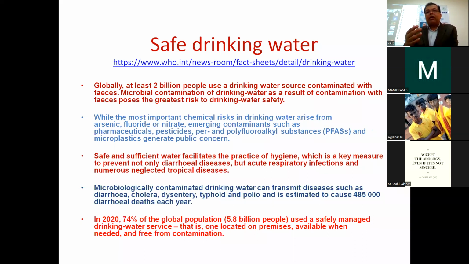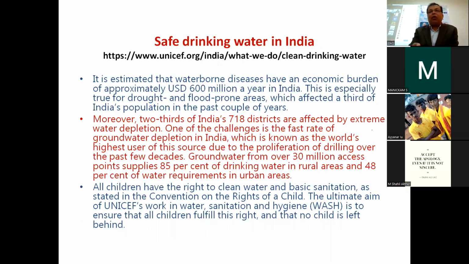While the most important chemical risks in drinking water arise from arsenic, fluoride, or nitrate, emerging contaminants such as pharmaceuticals, pesticides, per- and polyfluoroalkyl substances, and microplastics generate public health concern. We can see the impact of pesticides and several other chemical agents, pollutants, carcinogenic elements. All these things contaminate the water. And so the availability of safe drinking water, potable water, is a serious concern, right? Globally. Now we come to the Indian scenario.